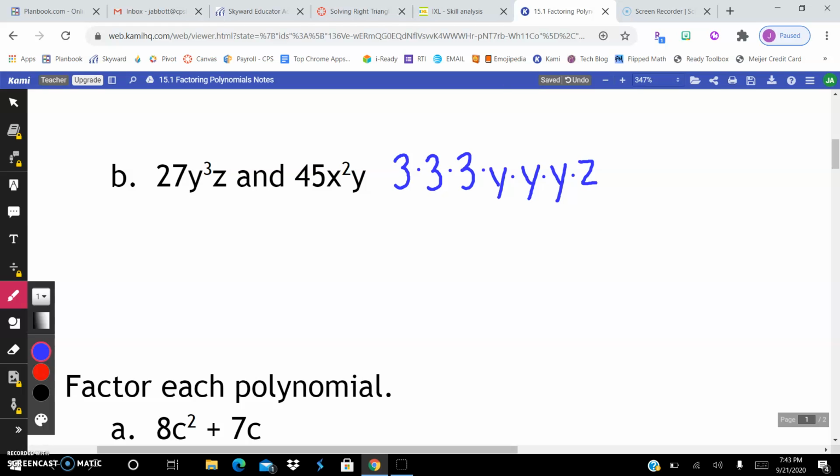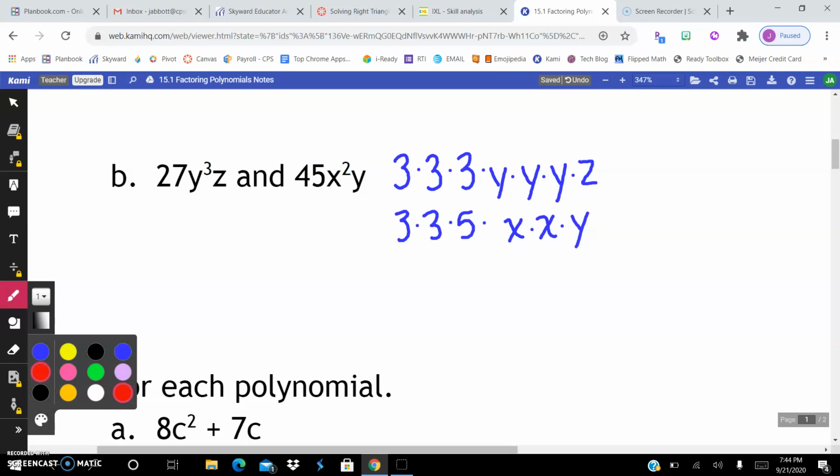45 would be 5 times 9, and 9 is 3 times 3. So 3 times 3 times 5, x squared. So 2 x's times y, so 1 y. What do they have in common? They have the 2 3's in common, and they have a y in common. So 3 times 3 is 9, and 1 y in common. So the greatest common factor is 9y.